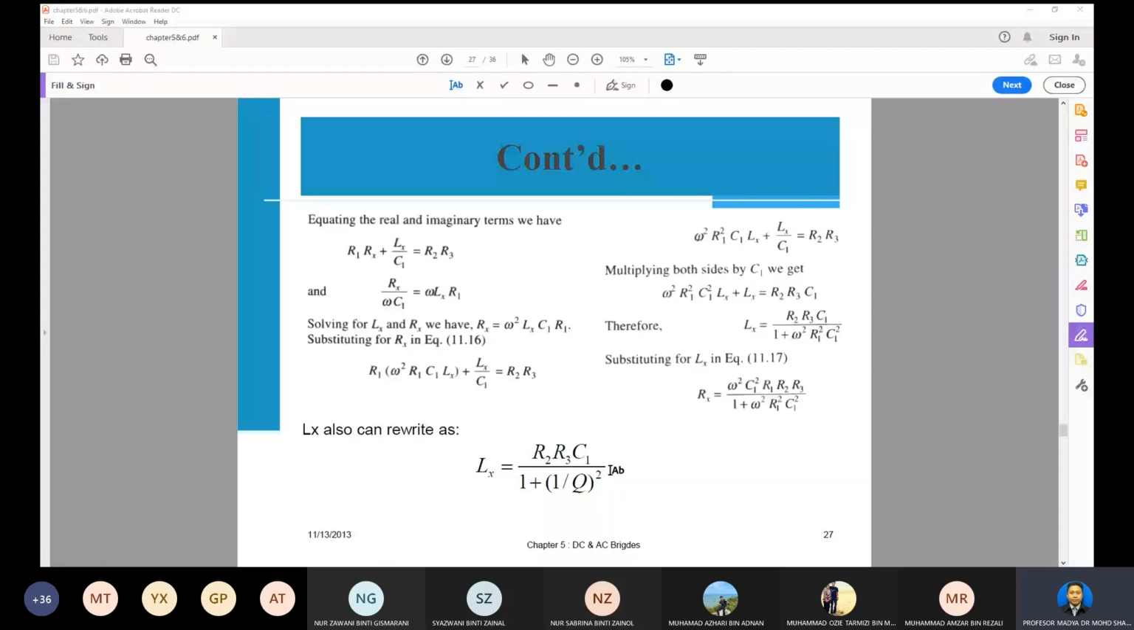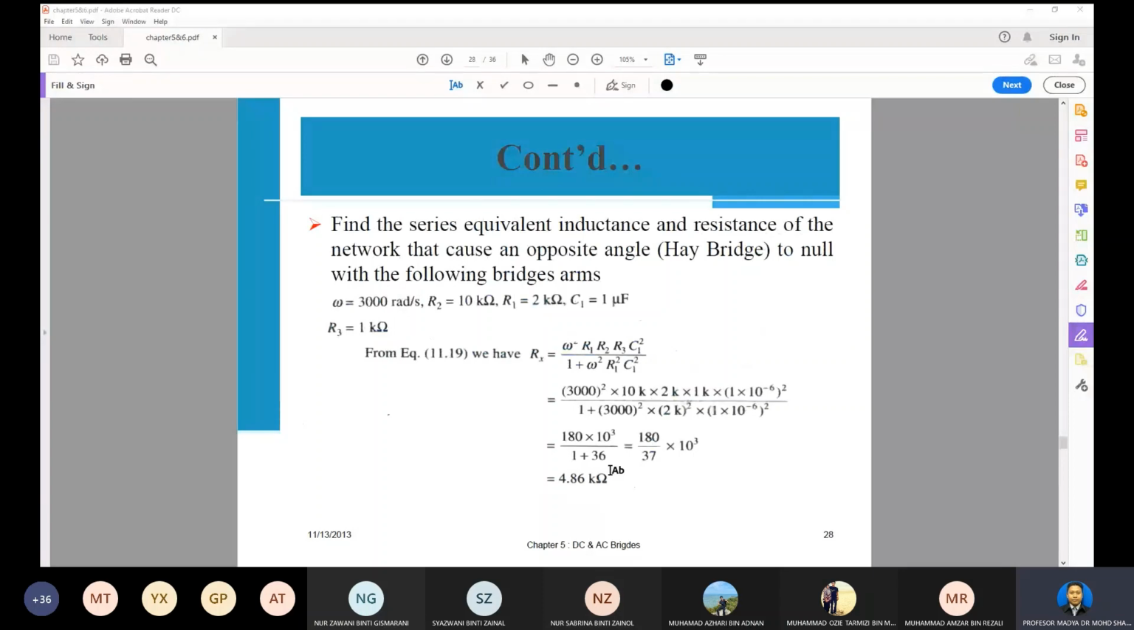For Maxwell, for example, Z1 is R1 in parallel with capacitor 1. For Hay it will be series: the resistor will be in series with the capacitor. That's the difference between the Maxwell and Hay bridges.